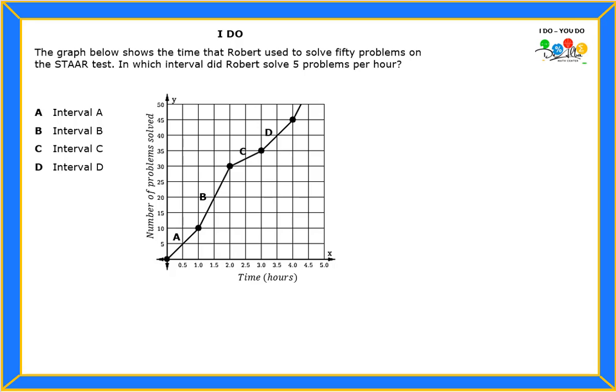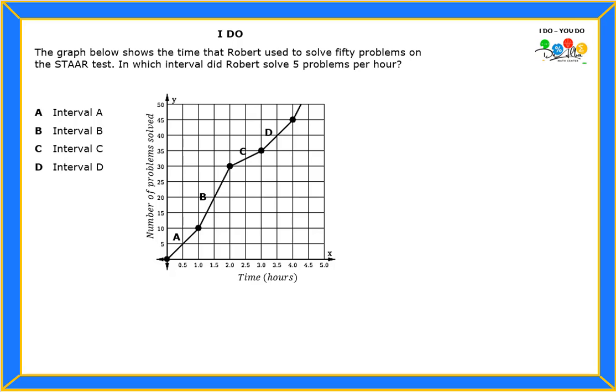Hello students, let's read the problem. It says, the graph below shows the time the robber used to solve 50 problems on the STAR test, in which interval the robber solved 5 problems per hour. Okay, so let's see. Let's find keywords, right?